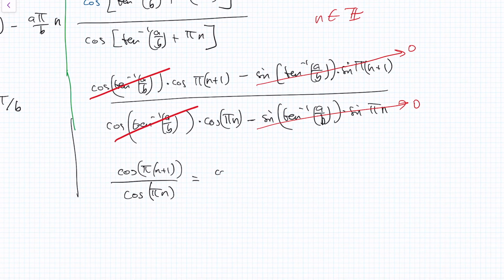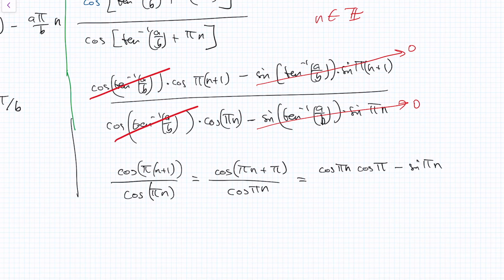If you want to do it explicitly, we have cos (pi n plus pi) here, and here we have cos pi n. Again, if we use the expansion there, we'll have cos pi n times cos pi minus sine pi n times sine pi, divided by cos pi n. So sine pi is 0, right? Cos pi is minus 1. So this is minus 1, and then that goes with that. So the answer is indeed minus 1.